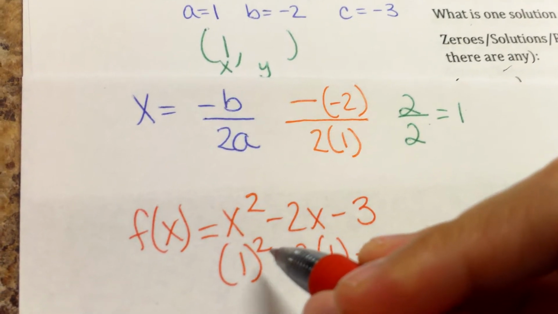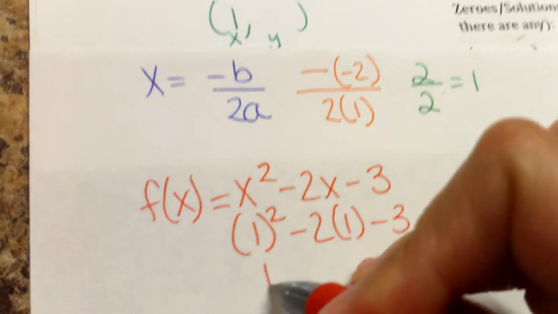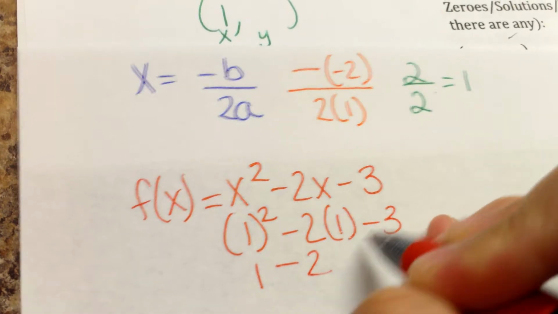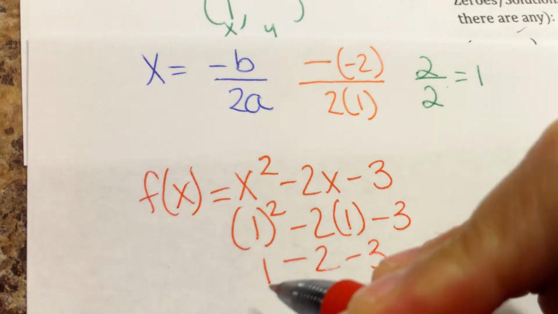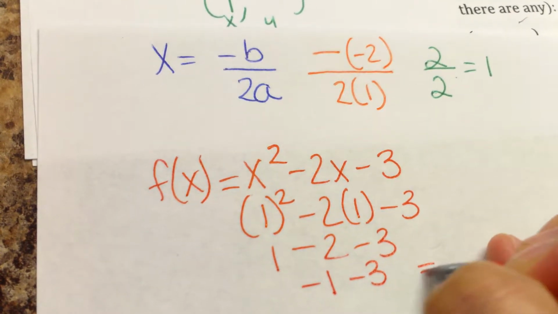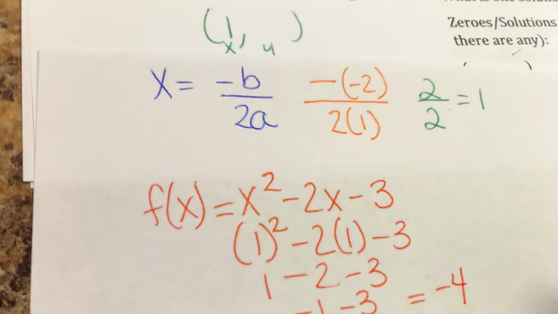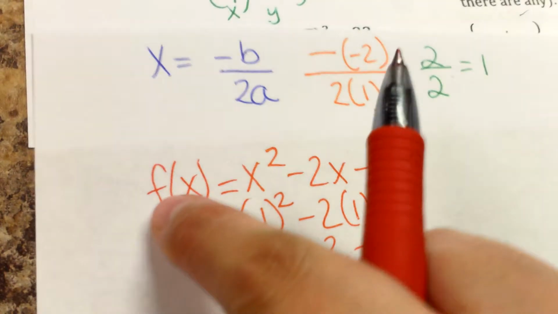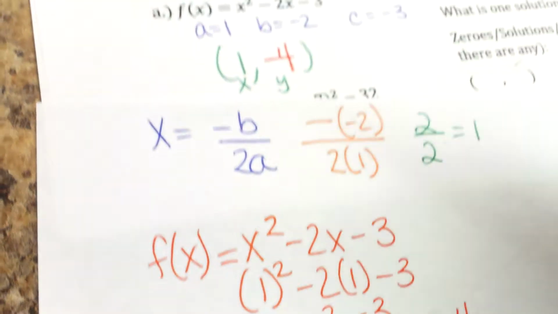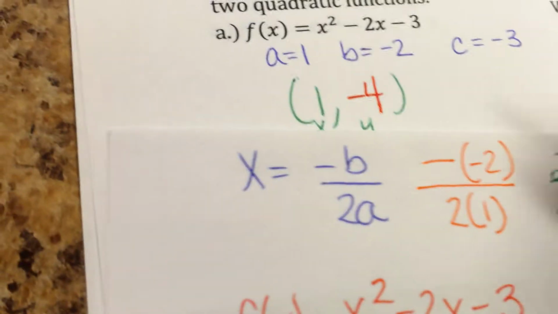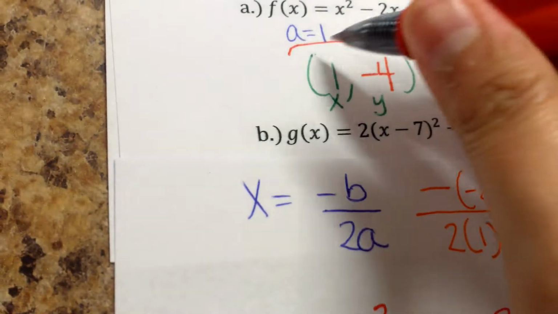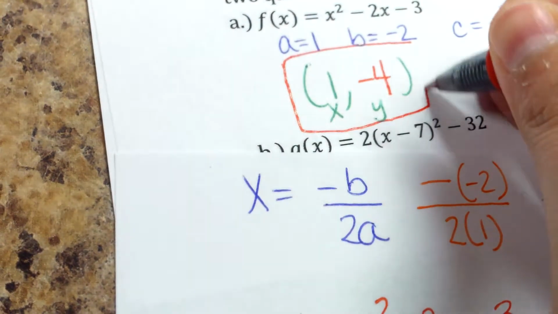1 squared is 1 times 1, which is 1. 2 times 1 is 2, minus 2. And then put the minus 3. 1 minus 2 is negative 1, minus 3 is negative 4. So that's my y value. My f of x, which is y, equals negative 4. So I'm going to put negative 4 there. And that's your vertex: 1, negative 4. It's a point. Remember, the vertex is your maximum or your minimum.